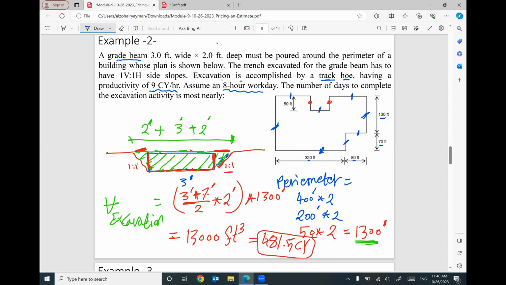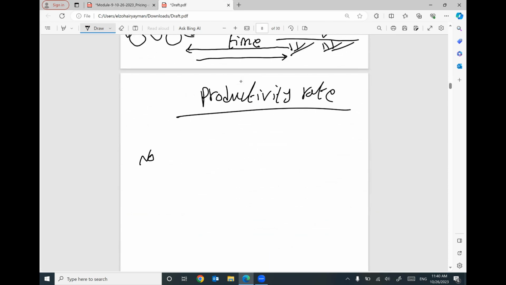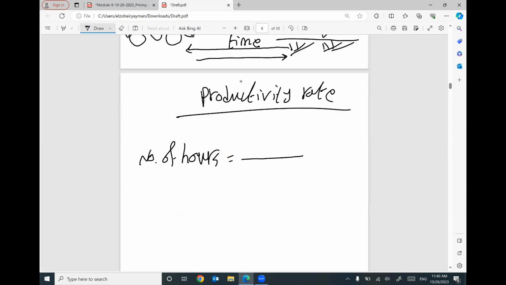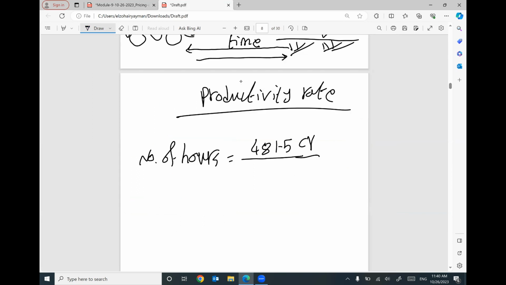It's very easy. Once you get that total quantity takeoff, I can say number of hours will equal the total quantity takeoff, 481.5, this is in cubic yards, divided by the productivity rate, which is 9 cubic yards per hour. I can tell you how many hours are needed to accomplish this task. 60.2 hours.